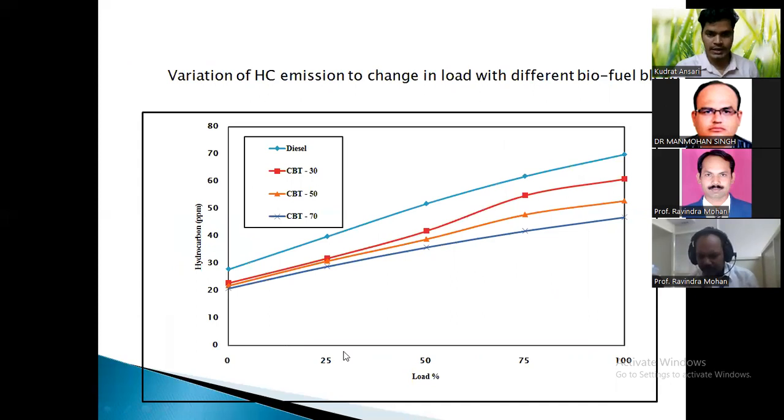Again, you can see here the x-axis shows the load percentage and the y-axis shows the hydrocarbon emission in parts per million. When the load increases from 0 to 100%, at 0% load the hydrocarbon emission was quite higher with natural diesel, and it is always higher for approximately all the load percentages. We can see this clearly here.